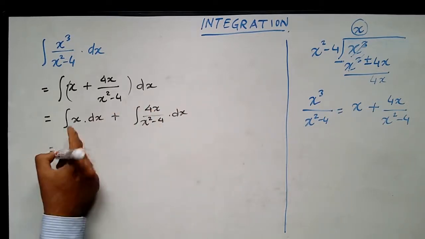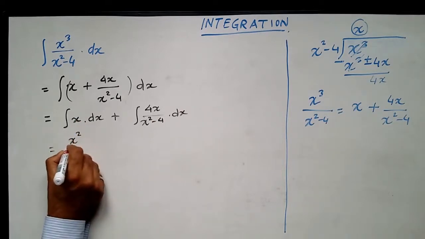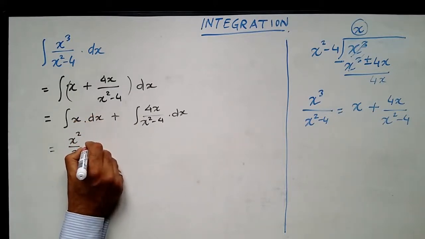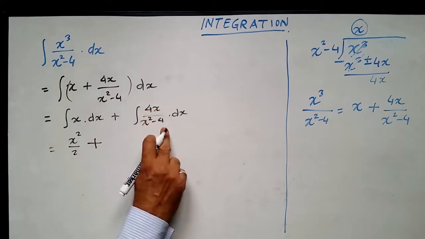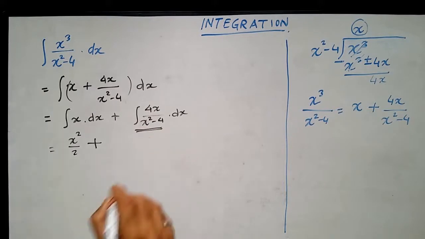So integration of x is very easy. That is x squared by 2. Raise the power by 1 and divide by the power. So this is finished. Now how to solve this one? So this is 4x upon x squared minus 4. This will be solved by the method of integration by substitution.